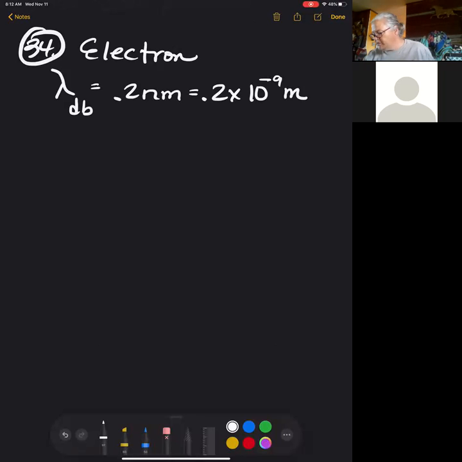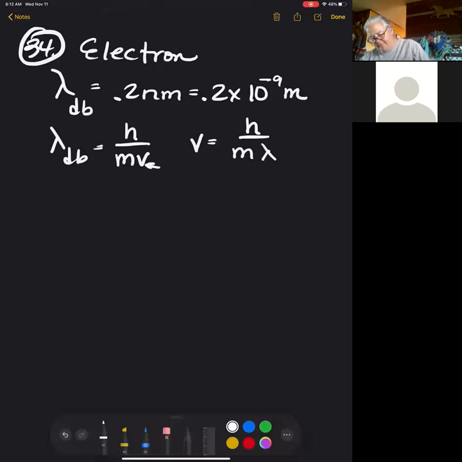Now, if I go back and look it up, the de Broglie wavelength of something is just h divided by momentum, which is m times v. They want me to find the speed, so I want to find v. So v is equal to h over m lambda, where lambda is the de Broglie wavelength. Well, I pretty well know all that, don't I? I know what h is. Again, this is Planck's constant.